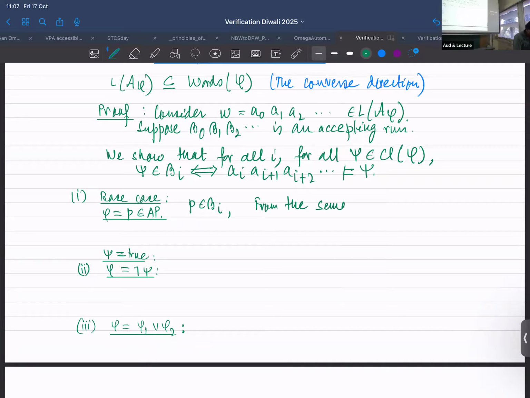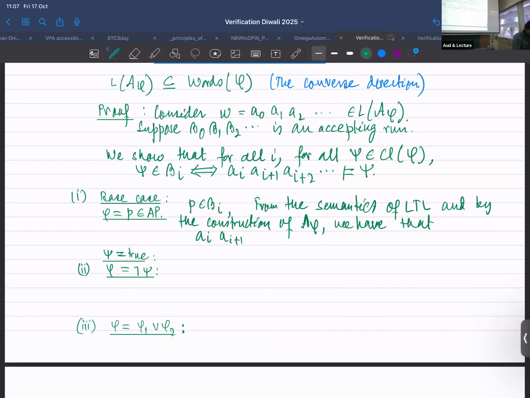So then this is clear from the semantics of LTL and by the construction of the automaton A. We have that a_i, a_{i+1}, etc. satisfies P. The case of true is also fine, since everything satisfies true.